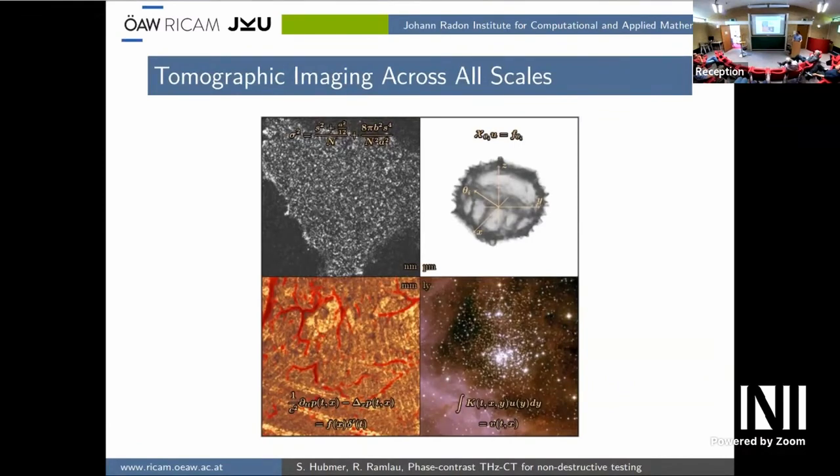Then we go to the micrometer scale, where you see a pollen grain on the top right, whose 3D structure our physicists are interested in. The bottom left is the millimeter scale, where we do tomography of skin, mainly with optical coherence tomography. And then we make a jump to the light year scale, where we're interested in tomography of galaxies, in fact. So you see there is a lot of stuff going on, but the combining part is tomography.